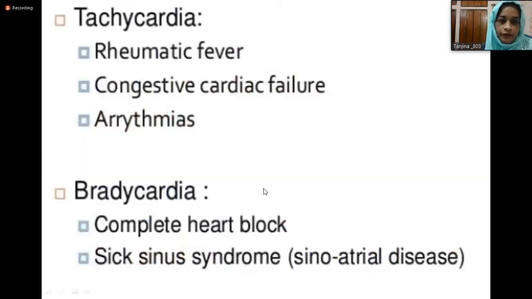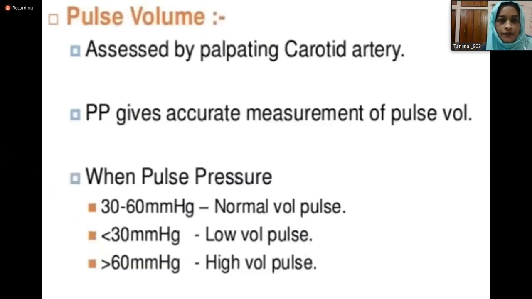Pyrexia, fever, congestive heart failure, and arrhythmias are the pathological causes of tachycardia, and complete heart block and sick sinus syndrome are the pathological causes of bradycardia. Tell them the physiological causes first, because in examination we want to hear from them what the physiological causes of tachycardia and bradycardia are.